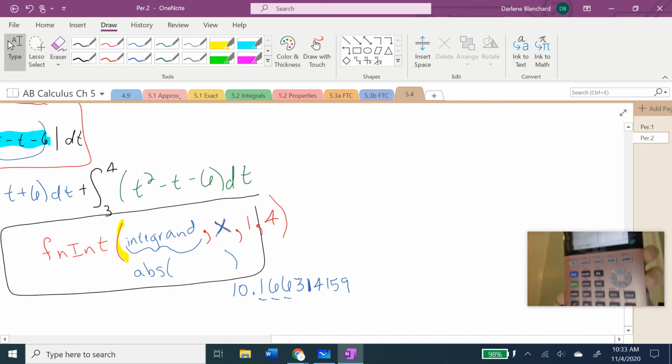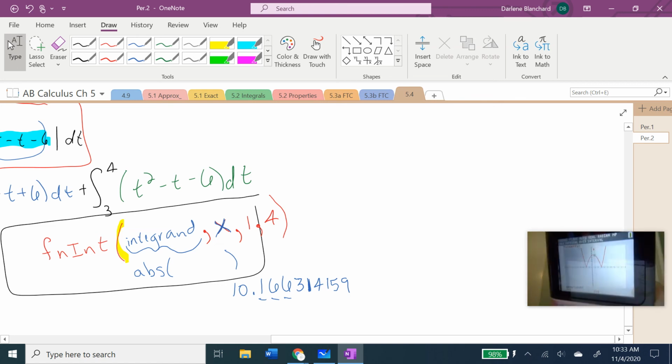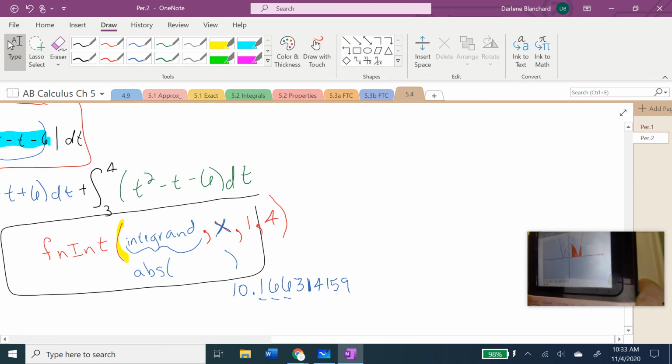So I'm going to find the number 4. There we go. I'm going to push 4. And then enter and watch. It will shade the region that that definite integral is finding the area for.